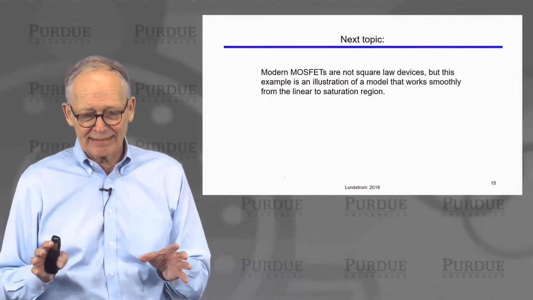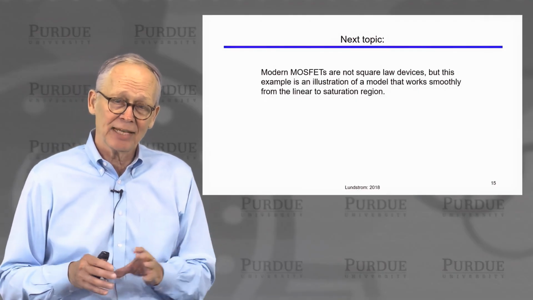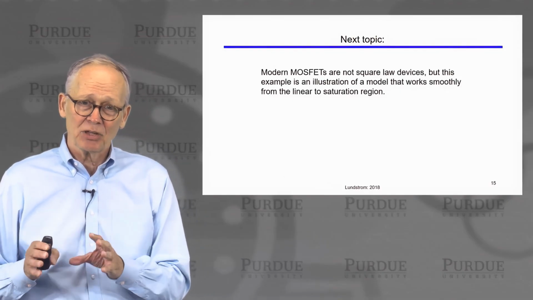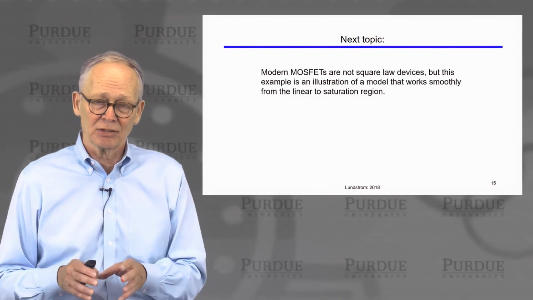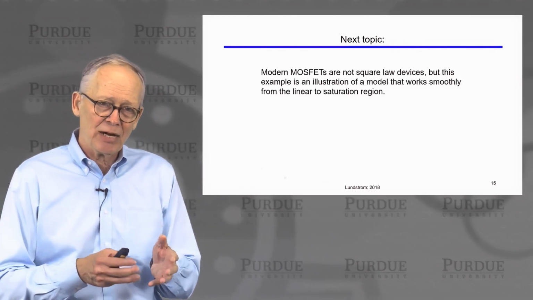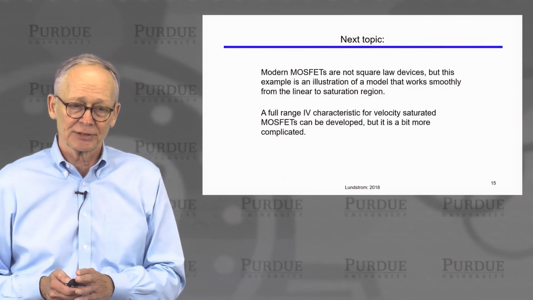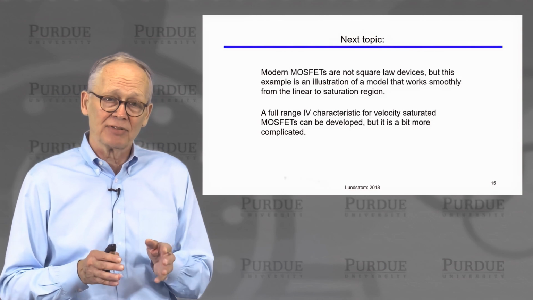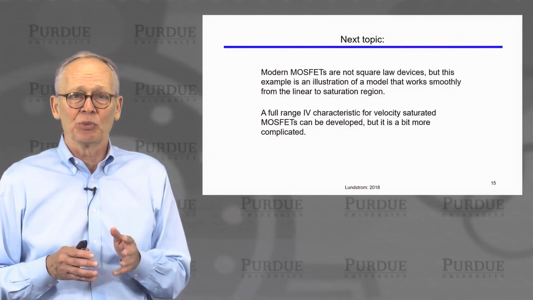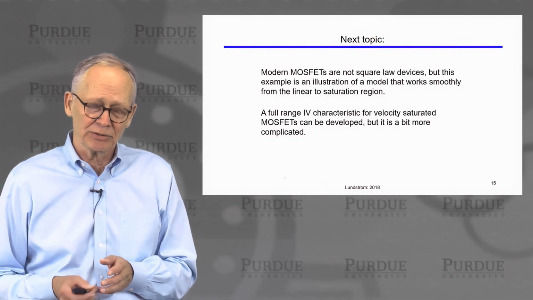Now, that's a classic derivation. If you make the channel lengths long enough, you'll still see MOSFETs behaving that way. But modern MOSFETs tend to have short channel lengths and do not behave as square law devices. They're linear devices. The current goes as Vg minus Vt to the first power. But this is an example of how you can derive an IV characteristic that goes smoothly across the whole range of drain voltages. Now, we could do the same thing for the velocity saturation model that we discussed in the previous lecture. That would be more relevant to modern transistors. That's a little more complicated even than this analysis that we went through here.